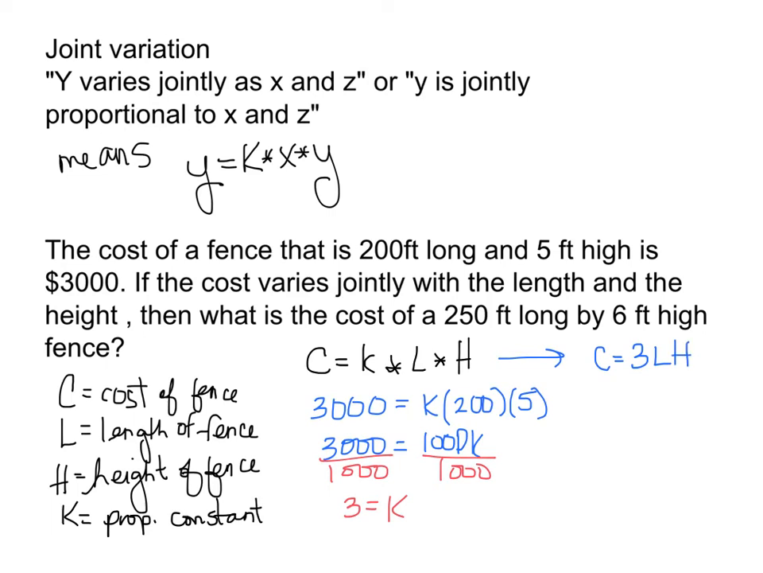Okay, if we want to figure out the cost of a fence that's 250 feet long by 6 feet high, then we're going to look at C, which is equal to 3 times 250 times 6. And if you go ahead and compute that, we end up with, I think it's $4,500. Let me just verify that one more time. 3 times 250 times 6. That is correct, $4,500. So it would cost them $4,500 to build a fence 250 feet long by 6 feet high.